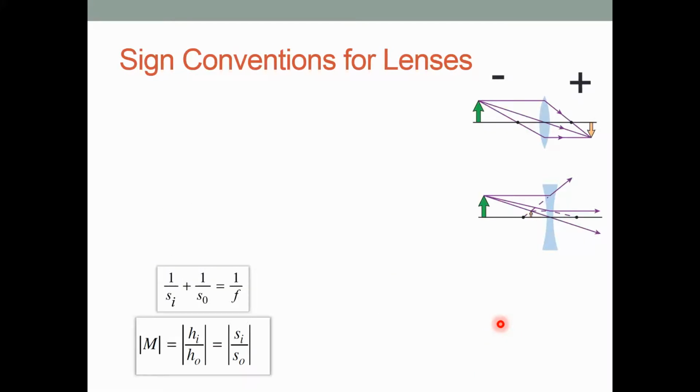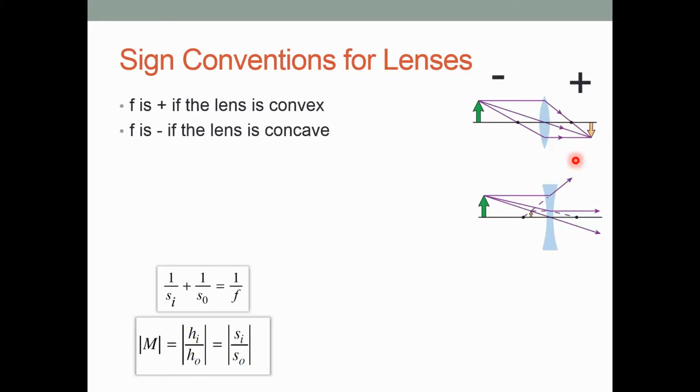All right, let's look at our sign conventions for lenses. So if I have either a convex lens or a concave lens, what kind of signs am I going to use for the image and the focal points? First, the focal length is going to be positive if the lens is convex. So for lenses, this side you'll see is the positive side. And the focal point that I use for convex lenses is on this side. So our focal length will be positive. For a concave lens, the focal point that I use is going to be this focal point, so that our focal length will be negative for a concave lens.